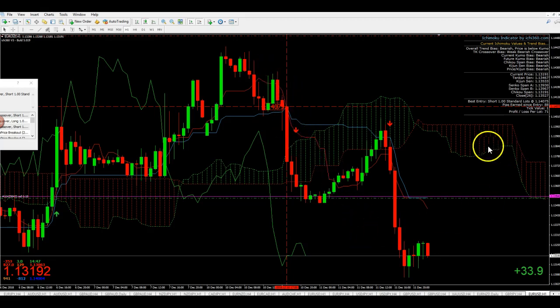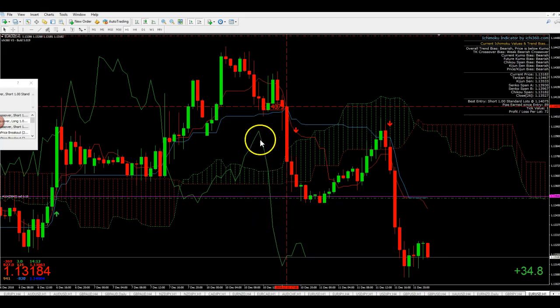Criteria number 3, the future Kumo has to be heading in the same direction. In this case, it's bearish. As you can see, it is red. So if the future is bearish, then obviously that's another confirmation. So that's confirmation number 3. My final and most important confirmation is the Chikou span breakout of the Kumo.